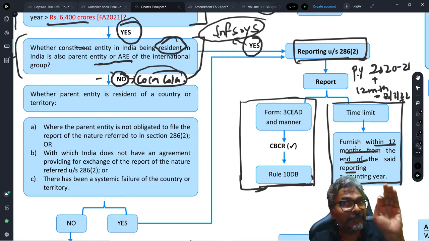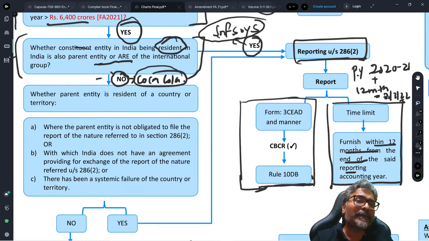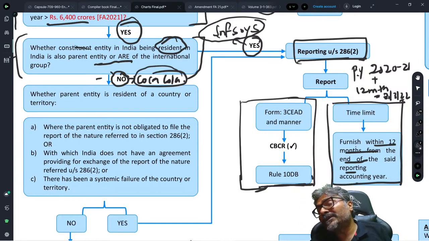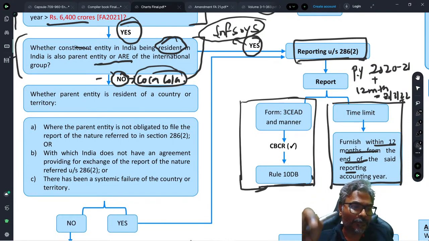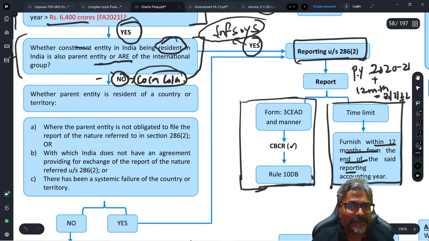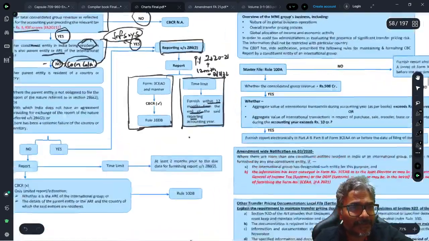But if the following defaults have happened, then in that particular case, Coca-Cola India Private Limited will come under the obligation to file the CBCR with the Indian Tax Authority. So you people are asking, sir, which default is it? So let's have a look in this context. The default, students, which we are talking about is this.